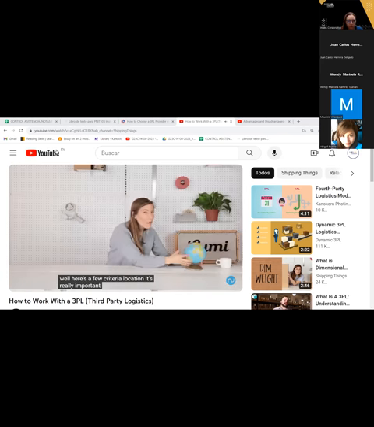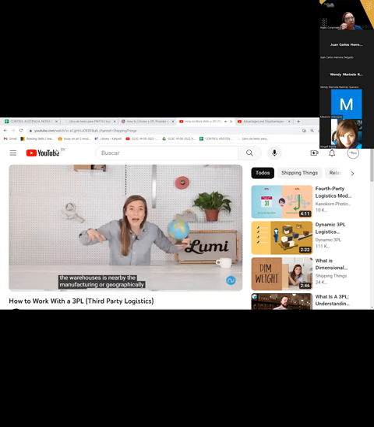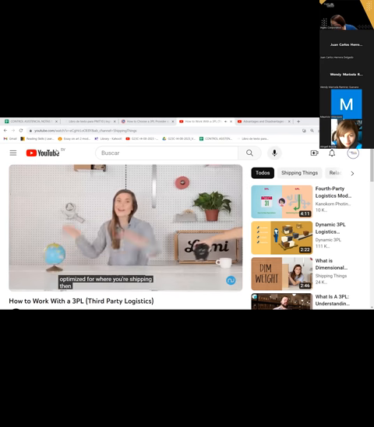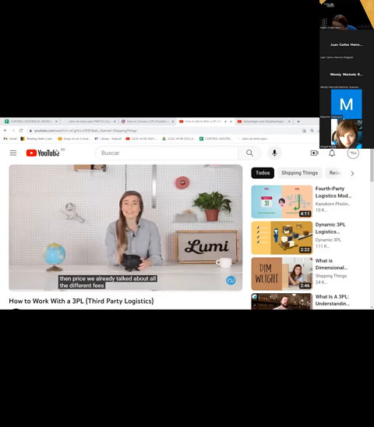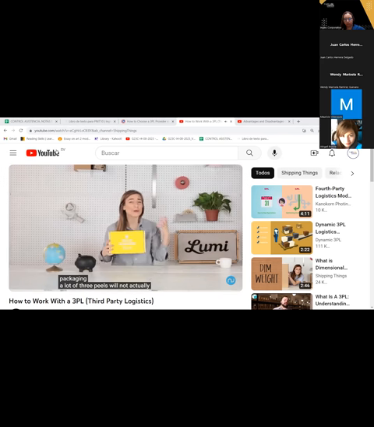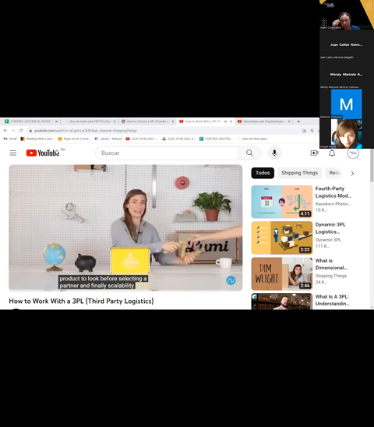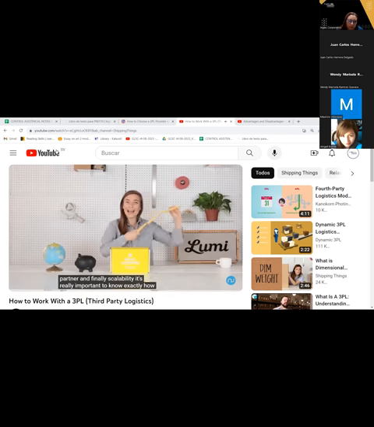Location. It's really important that the location of the warehouses is nearby the manufacturing or geographically optimized for where you're shipping. Then price. We already talked about all the different fees, but make sure to really do the math, open a spreadsheet, plan it out. Packaging. A lot of 3PLs will not actually work with custom packaging, so make sure you plan out exactly how you want your product to look before selecting a partner. And finally, scalability. It's really important to know exactly how many facilities your 3PL has and whether they fit in with your growth plans. Think about where your business is gonna be in a year. Are they a good fit for you then?